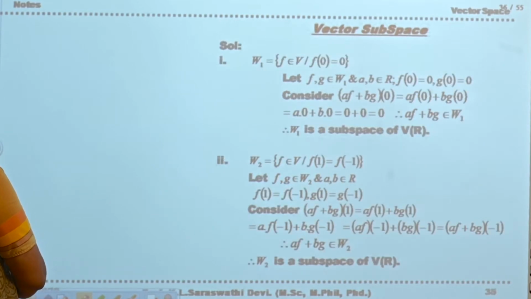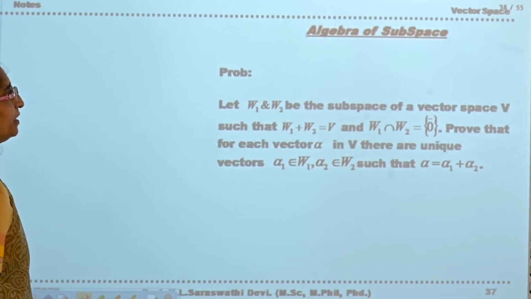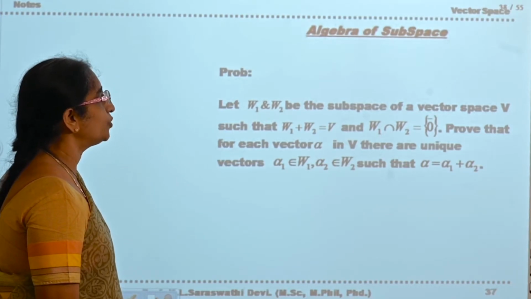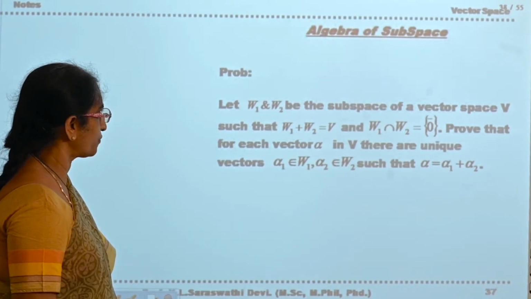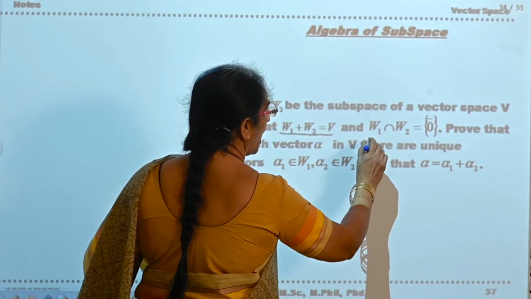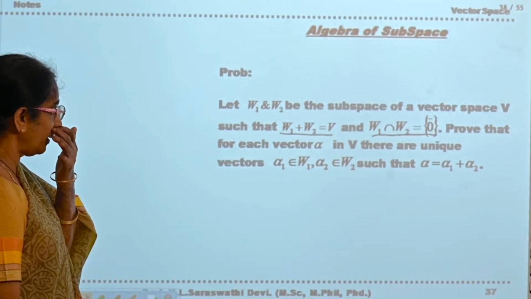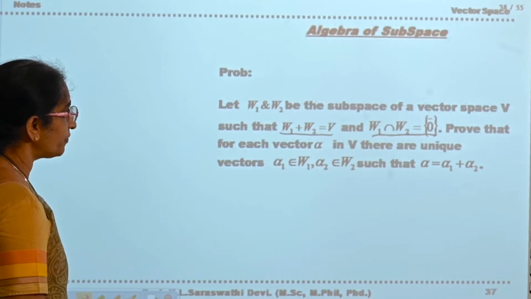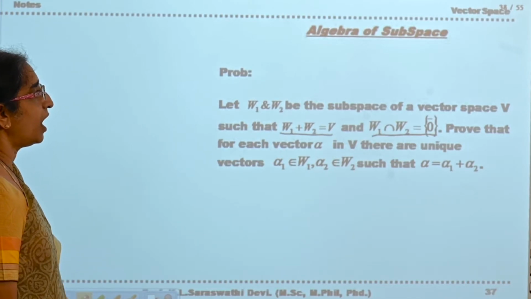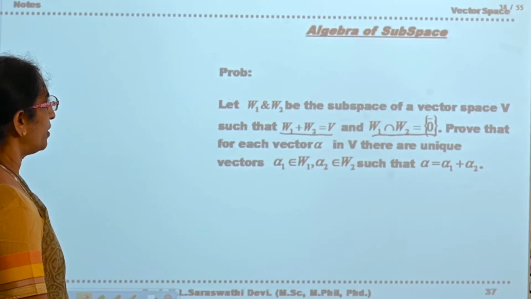Now, we will move to the next problem. This is from algebra of subspaces. Let W1 and W2 be the subspaces of a vector space V such that W1 plus W2 is equal to V and W1 intersection W2 is the singleton zero set. Prove that for each vector alpha in V, there are unique vectors alpha 1 belongs to W1, alpha 2 belongs to W2 such that alpha is equal to alpha 1 plus alpha 2.